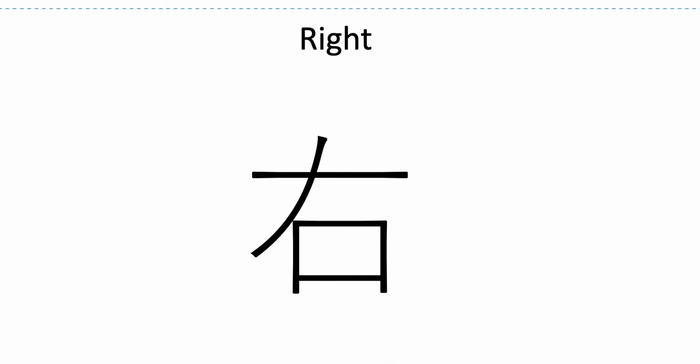Today we're going over the symbol for right. Now, this is not the symbol for as in this is correct. This is the symbol for your right hand. Now, this is a fun symbol, and I really enjoy being able to break this one down. It's one of the first kanji I actually learned, so I hope you'll enjoy this character as much as I do.